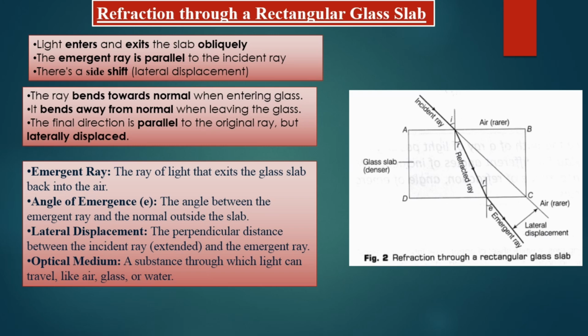So, to recap, in a rectangular glass slab, light bends towards the normal when it enters, and away from the normal when it exits. And even though the emergent ray is parallel to the incident ray, there is a small side shift, that's the lateral displacement.